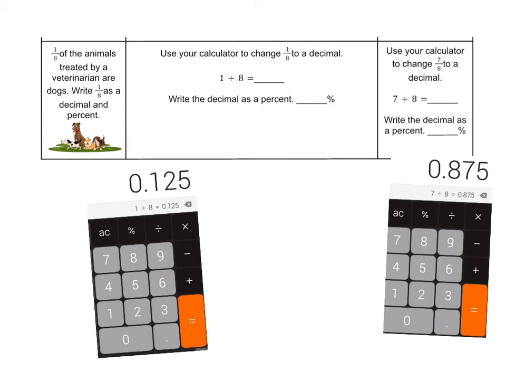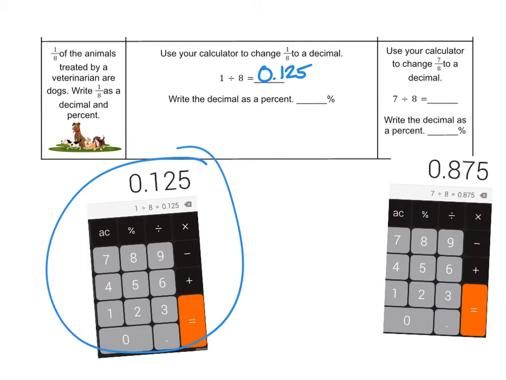Use your calculator to change 1/8 to a decimal. So 1/8 of the animals treated by a veterinarian are dogs. Write 1/8 as a decimal and a percent. When you use your calculator and do 1 divided by 8, you end up with the decimal 0 and 125 thousandths. You can see here's my calculator display down here.